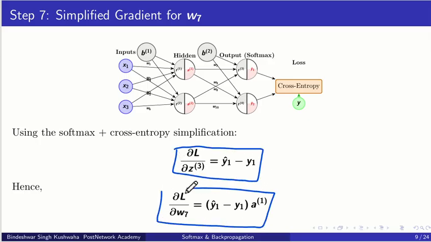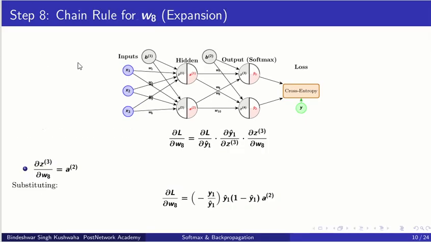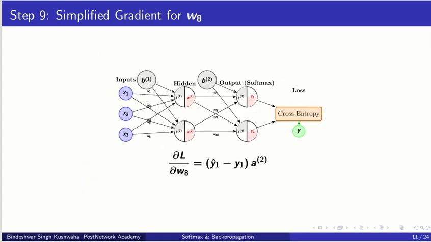Finally W7, this one. Here we have already calculated this one, and this one is 1, so you can plug in and we can get this value. The same way we can calculate the gradient of loss with respect to W8, the same pattern. Finally you will get del L upon del W8, this expression.